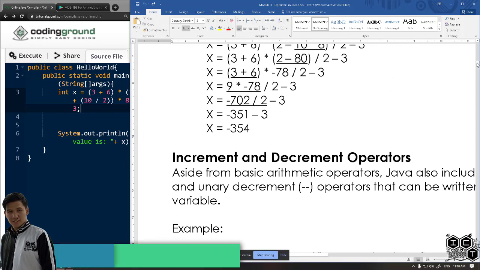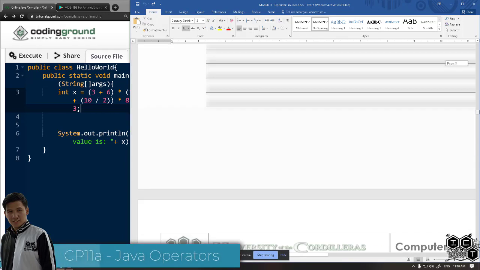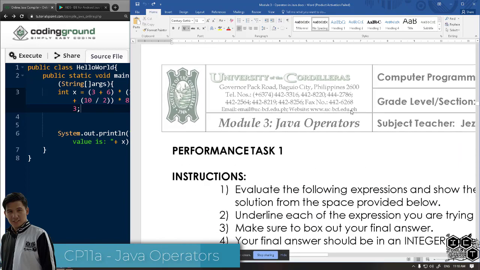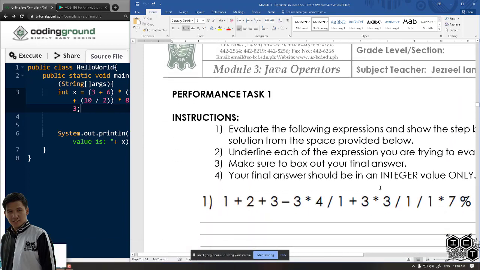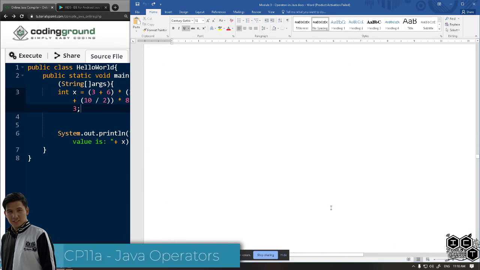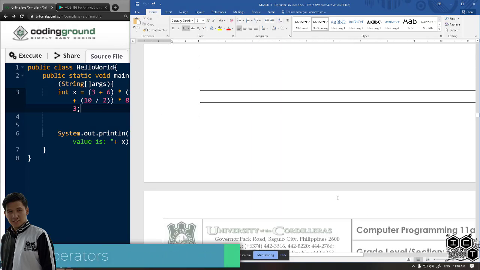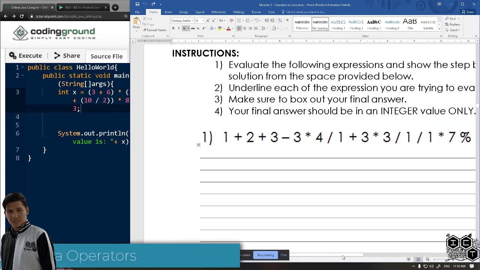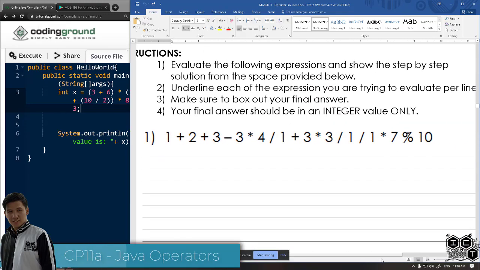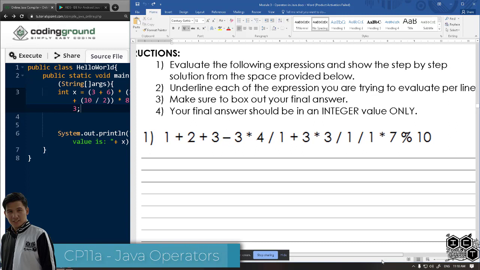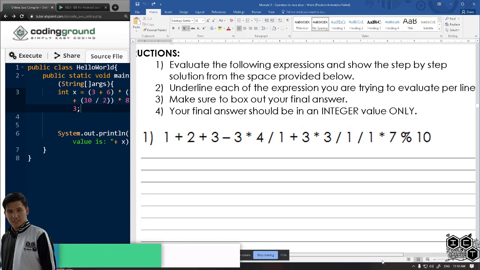Now, let's proceed with your activity here sa may part na to, sa may module natin, performance task 1. As you can see here, kaya talagang nag-discuss tayo ngayon kasi I want you guys to fully understand this instruction. Evaluate the following expressions and show the step-by-step solution from the space provided below.